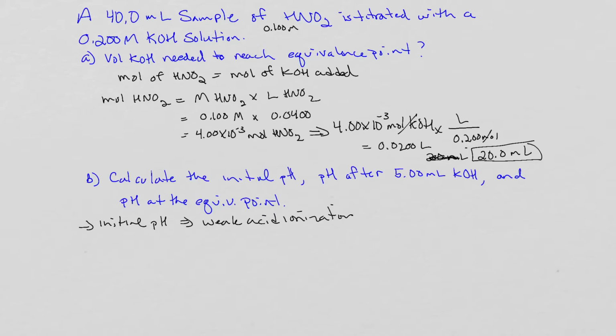If we have a weak acid ionization, we're going to set up our weak acid equilibrium. So I have to be able to write out my weak acid plus water in equilibrium with the conjugate base plus hydronium ion. Now, we can look up, and the Ka of HNO2 is going to be 4.6 times 10 to the negative fourth.